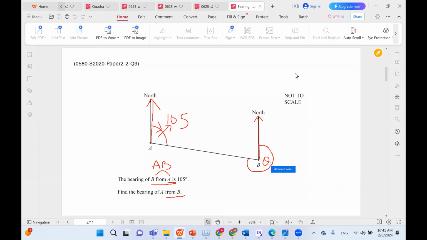How would we be able to find this angle theta? First of all, we need to find the angle X. And since X and the 105 are co-interior angles, we can say that 105 plus X equals 180. So X is equal to 75. This is angle X here because of co-interior angles, because the north is parallel to the north. So the two angles are co-interior. So instead of the X here, we now have 75.